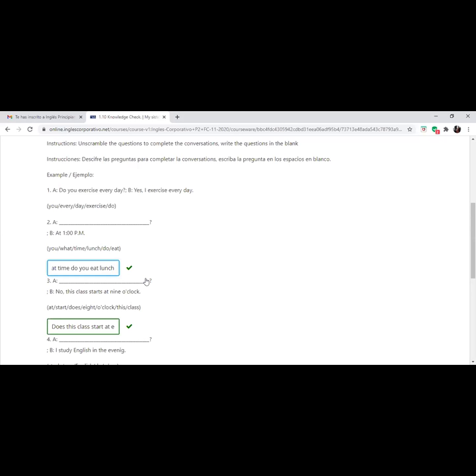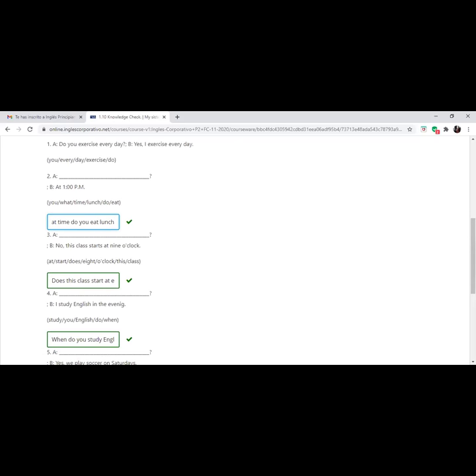Y definitivamente no va a dar error, ¿verdad? Si lo cuenta doble no va a dar error. Okay, no, this class starts at 9 o'clock. Okay, and next question, esa es la respuesta, pero ¿cómo voy a formular la pregunta en este caso? Como yo veo que aquí at start does 8 o'clock this class, no tengo ninguna WH word, entonces comienzo con el auxiliar does. Does this class start at 8 o'clock? Y no le pongo el question mark porque aquí está escrito ya, ¿verdad?